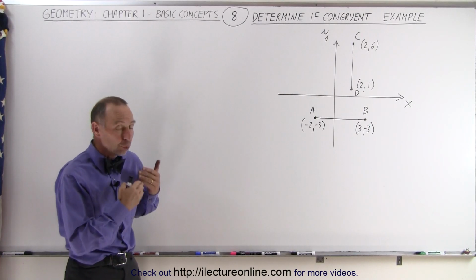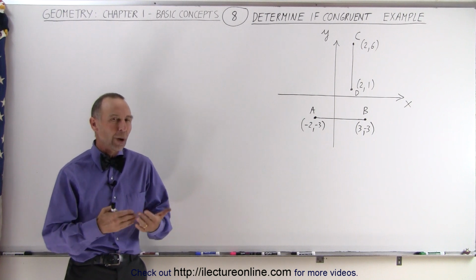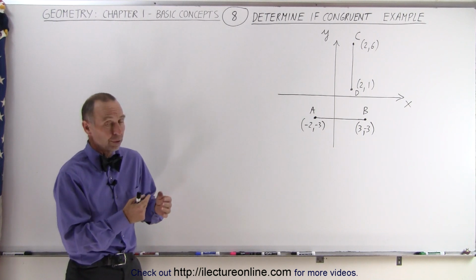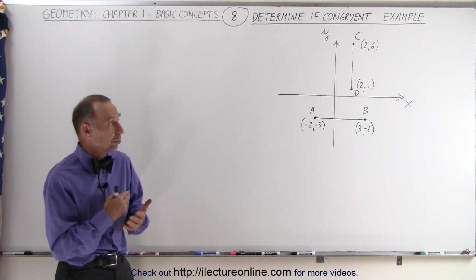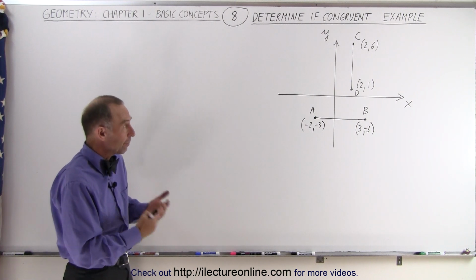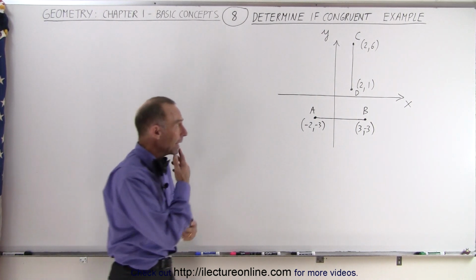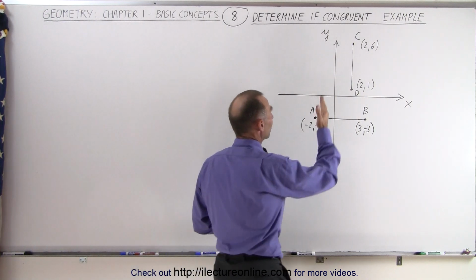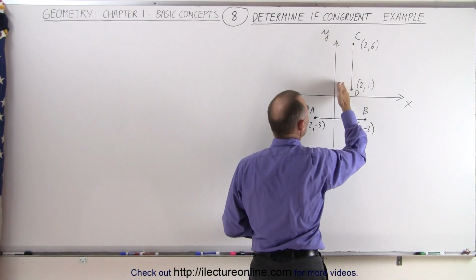Here we are given two line segments on the xy plane, and we're trying to determine if these line segments are indeed congruent, which means they must have the same length in order for them to be congruent. Now we're looking at the line segment that starts at C and ends at D.